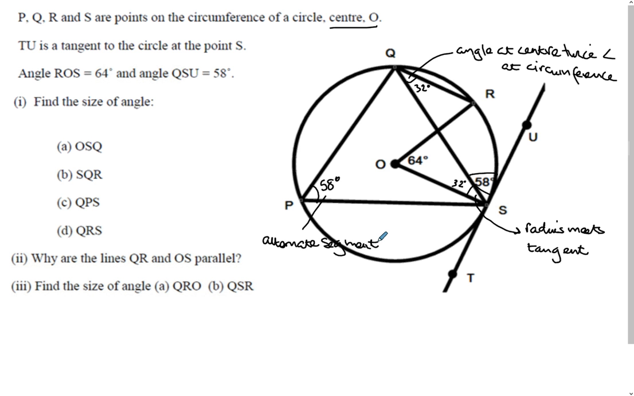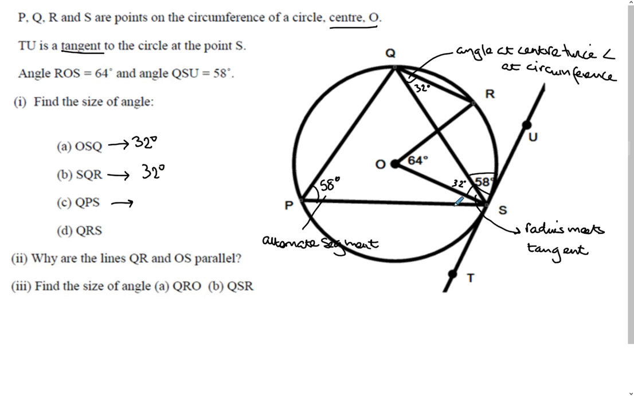Okay, T is a tangent, we got that. And then they gave us the angles, and now we know exactly why they gave us that angle and why they gave us that angle. Find the size of angle OSQ. Can you see when we do that, we think, I've got most of them, if not all. So OSQ, that's 32. SQR is 32 as well.